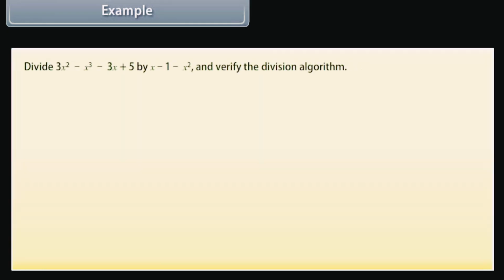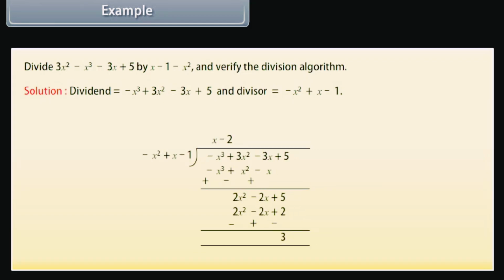Example: divide 3x squared minus x cubed minus 3x plus 5 by 1 minus x squared, and verify the division algorithm. Solution. Firstly, we will write both the dividend and divisor in decreasing orders of their degrees. Dividend is equal to minus x cubed plus 3x squared minus 3x plus 5, and divisor is equal to minus x squared plus x minus 1. Quotient is equal to x minus 2 and remainder is equal to 3.